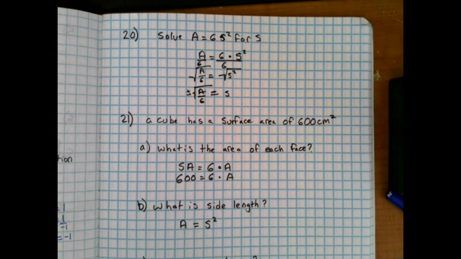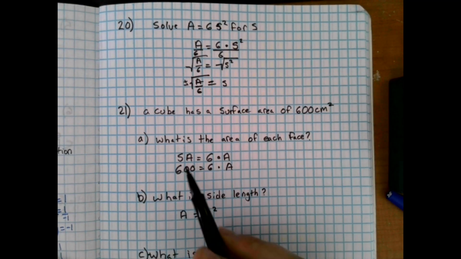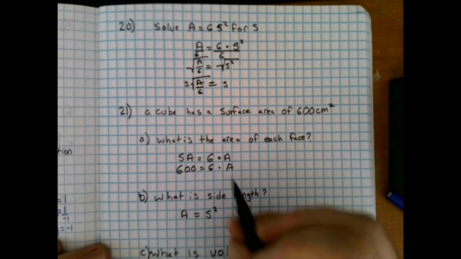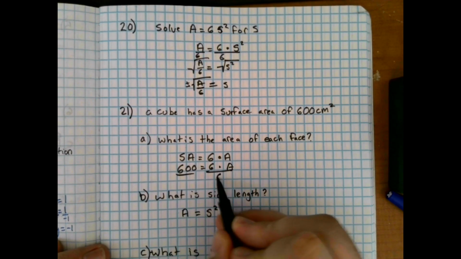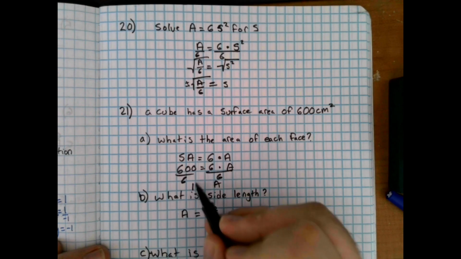Now, question 21 says a cube has a surface area of 600 centimeters squared. What is the area of each face? Well, the surface area is equal to 6 times the area of each face. So we're going to set up 600 equals 6 times a. So if we divide both sides by 6, the surface area of one face is 100.